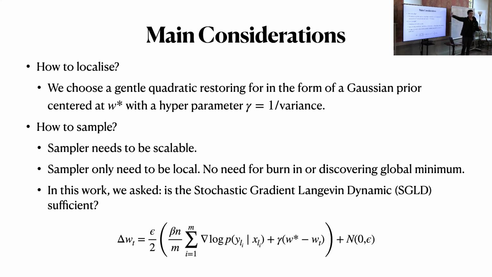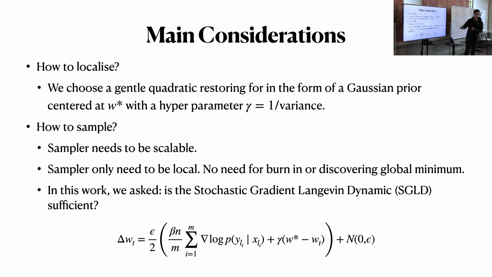But just reporting a choice that we made: your sampler always starts at W star, so you're already there, and while you are running the sampling, you introduce a gentle quadratic restoring force, so Hooke's law. That is equivalent to saying that we introduce a Gaussian prior with some hyperparameter, gamma, which is the spring constant of Hooke's law, or the 1 over the variance of the Gaussian prior. So that's how to localize.